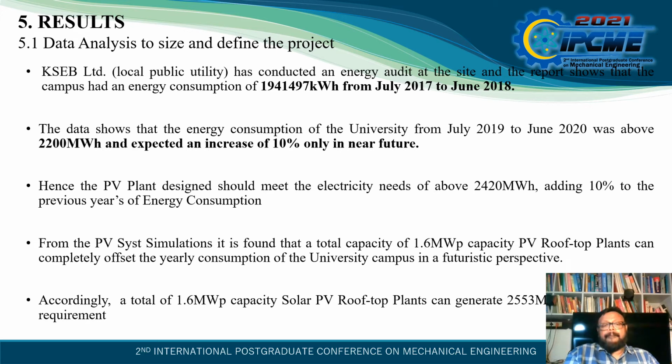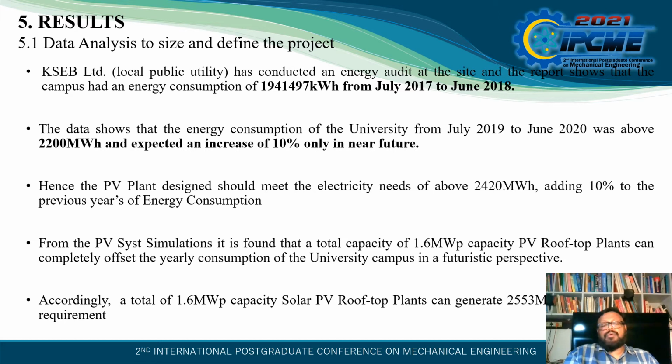The data of the previous year, July 2019 to June 2020, has also been collected. It is above 2200 megawatt hours, and an increase of 10% is expected again. So based on this data, a solar power plant has to be designed with 10% above the previous year. It will be 2420 megawatt hours that it should produce.